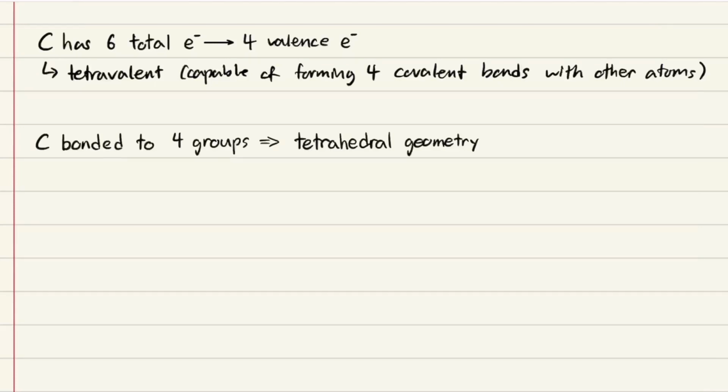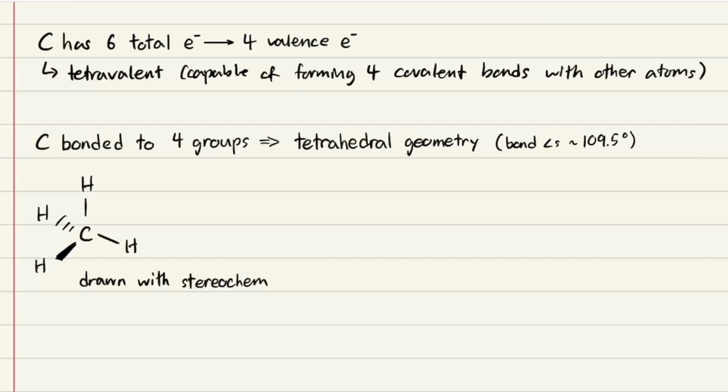A carbon atom bonded to 4 other groups has a tetrahedral geometry with bond angles of approximately 109.5 degrees. To draw a tetrahedral carbon center, we first draw 2 bonds on the plane of the paper like this. A wedged bond indicates a bond pointing out of the page or towards us, and a dashed bond indicates a bond pointing into the page or away from us. Tetrahedral carbons are often drawn without stereochemistry for simplicity, but it is important to keep the tetrahedral geometry in mind.